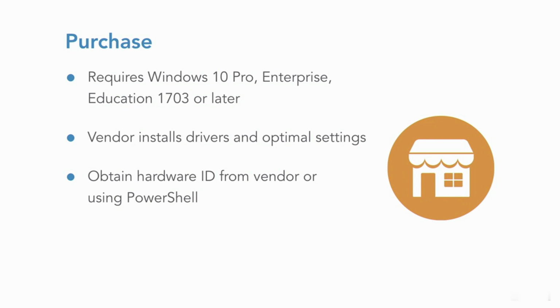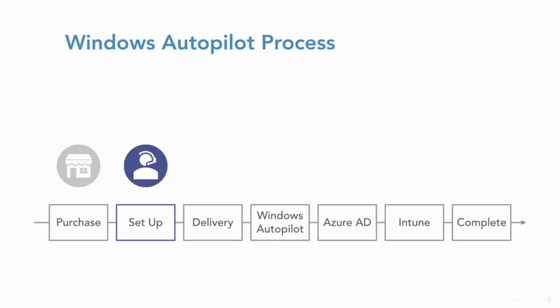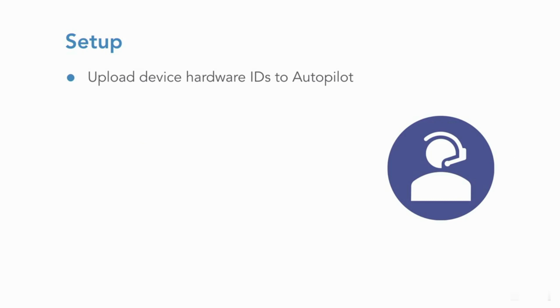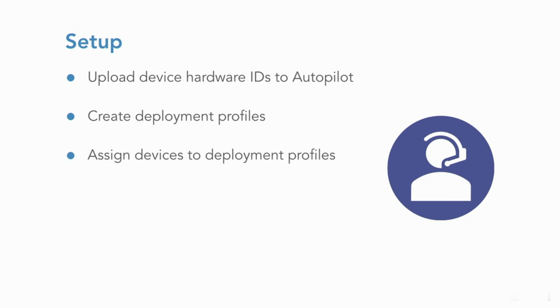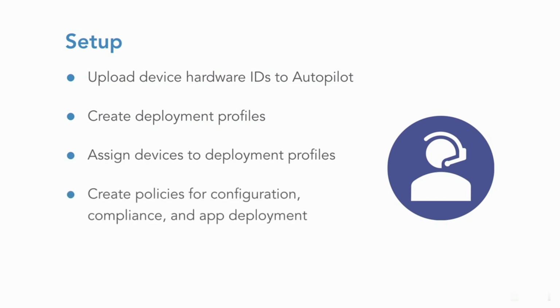The second step in the process is that an administrator needs to pre-configure device profiles and settings on your tenant. You need to upload a list of device hardware IDs to the Windows Autopilot service if this has not already been done by the vendor. You'll then create a deployment profile to manage the initial setup steps, for example, the language for the device.